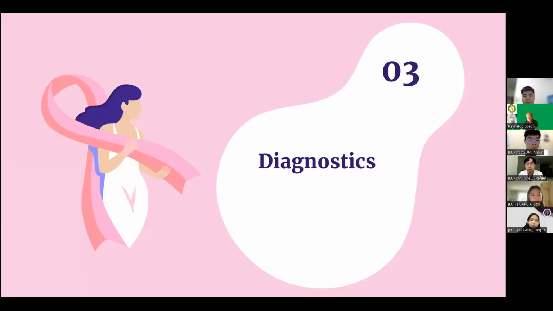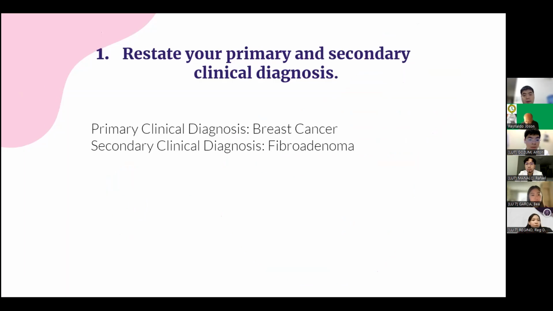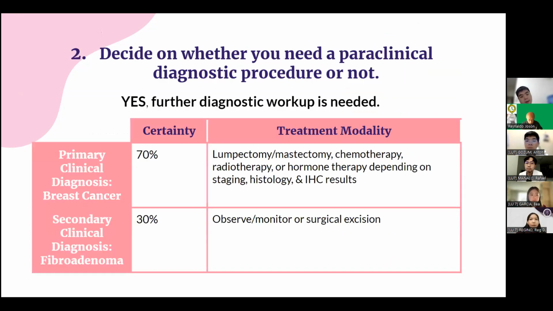Next slide, please. Okay, now moving on to the diagnostics of our patient. So just to reiterate, our primary clinical diagnosis is breast cancer, and our secondary clinical diagnosis is fibroadenoma. So next slide, please. Okay, so now we have to decide whether we need a paraclinical diagnostic procedure or not. And our decision is yes, further diagnostic workup is needed, especially since we are at the branch point of management, because differentiating between breast cancer versus fibroadenoma is management changing, as we can see here in the table.